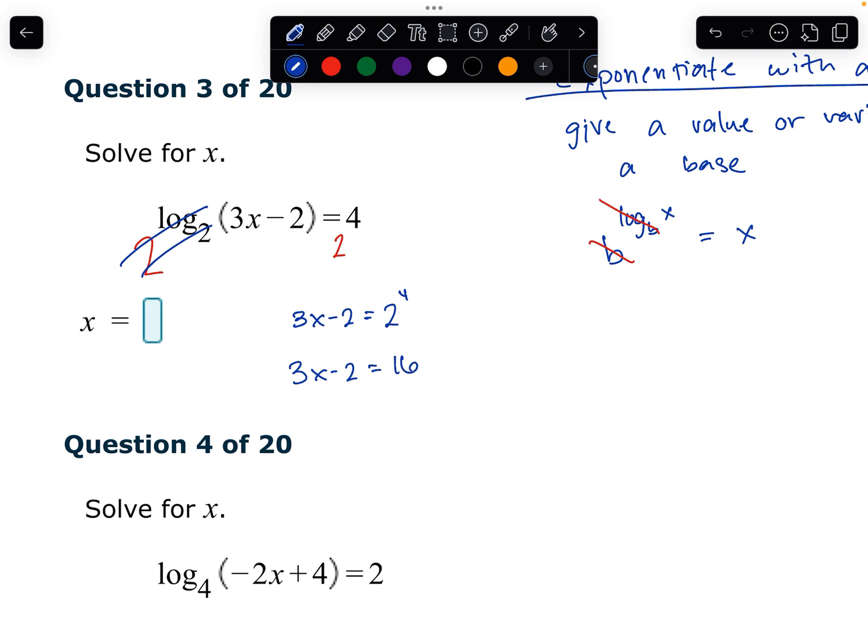And look, now I just have a linear equation. I can solve for x much easier this time around. So I can subtract 2, subtract 2. I'll get 3x is equal to 14. Right, 2 to the 4th.